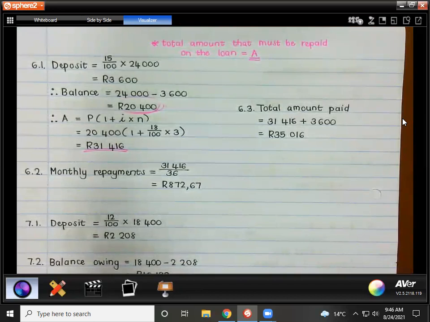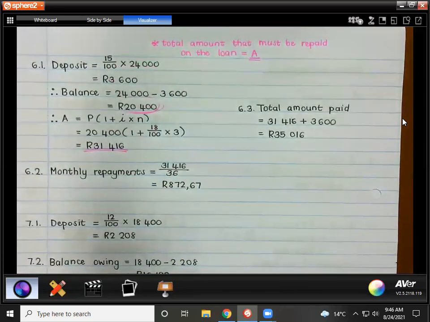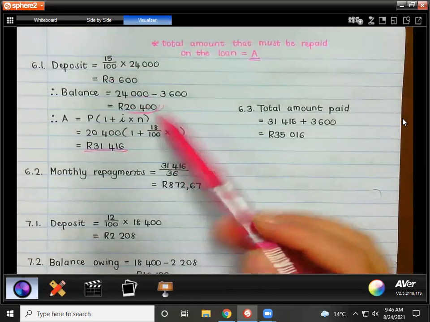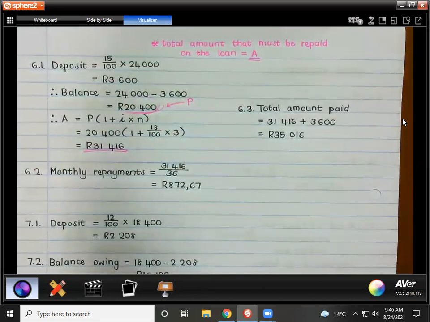Okay, and then you must remember that in order to get A, you first have to do certain steps. You must first calculate your deposit, which they told you is 15% of the cash price. Then you must take the cash price and minus the deposit. That gives you your balance, which is your P value. Then you calculate A using that P value. Okay, so it is quite useful to write down a step list. I think I'll do that for you guys. I'll write down a list of steps for when you're doing hire purchase, and then to actually memorize those steps.